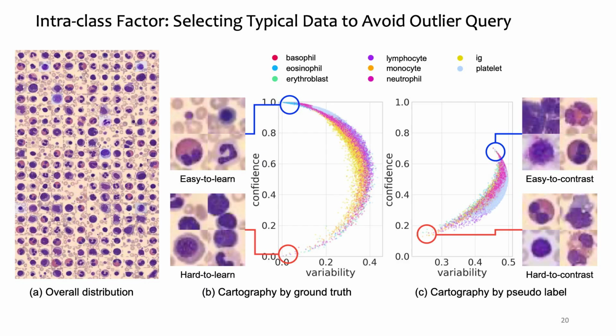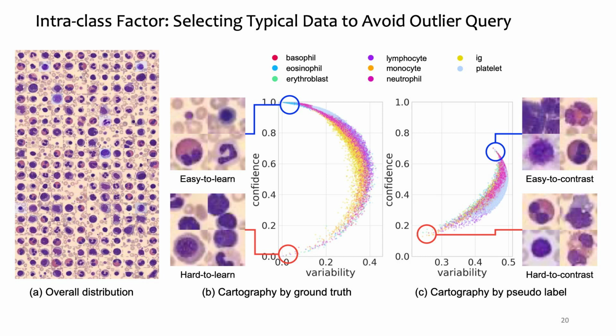We now have two methods to plot the data map on a dataset. On the left is the supervised learning, using ground truth label predictions to calculate confidence and variability. We call high confidence samples here easy to learn. On the right is self-supervised learning, using pseudo-label predictions to calculate confidence and variability. For this case, we call high confidence samples easy to contrast, since they are easy samples to contrast and distinguish in contrastive learning. The data maps plotted with ground truth and pseudo-labels have different shapes.